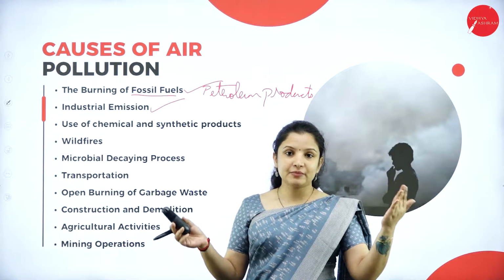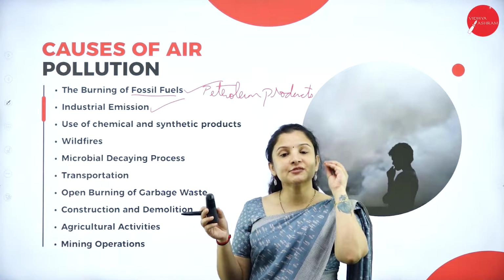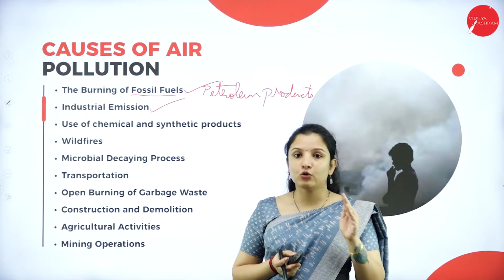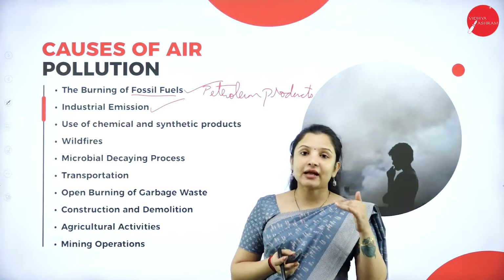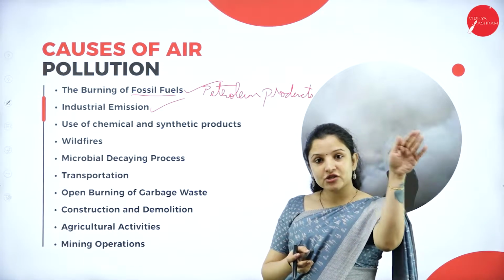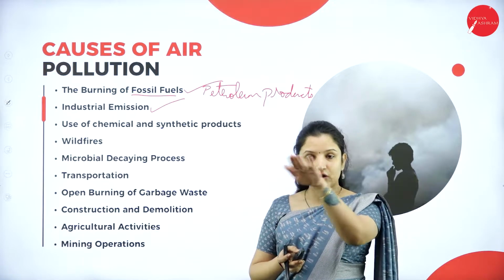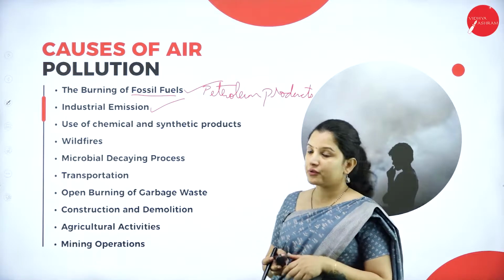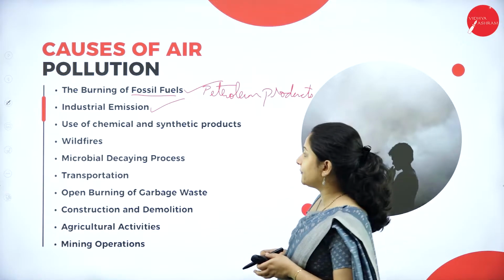So you all have seen big chimneys in the factories, right? Those chimneys have a specific height, so they should be built to that height itself, not lower than that. But what industries usually do, in order to save money, is not follow those standards, which can lead to the circulation of toxic air in the atmosphere, almost near the ground. This causes a lot of problems to human beings and animals. So industrial emission is also one of the causes for air pollution.